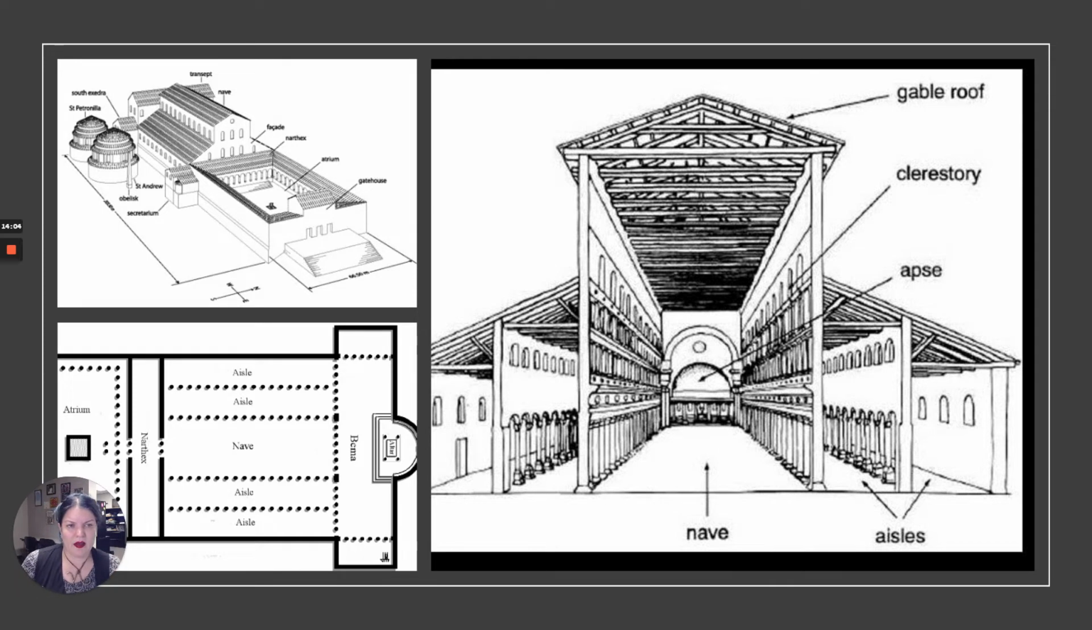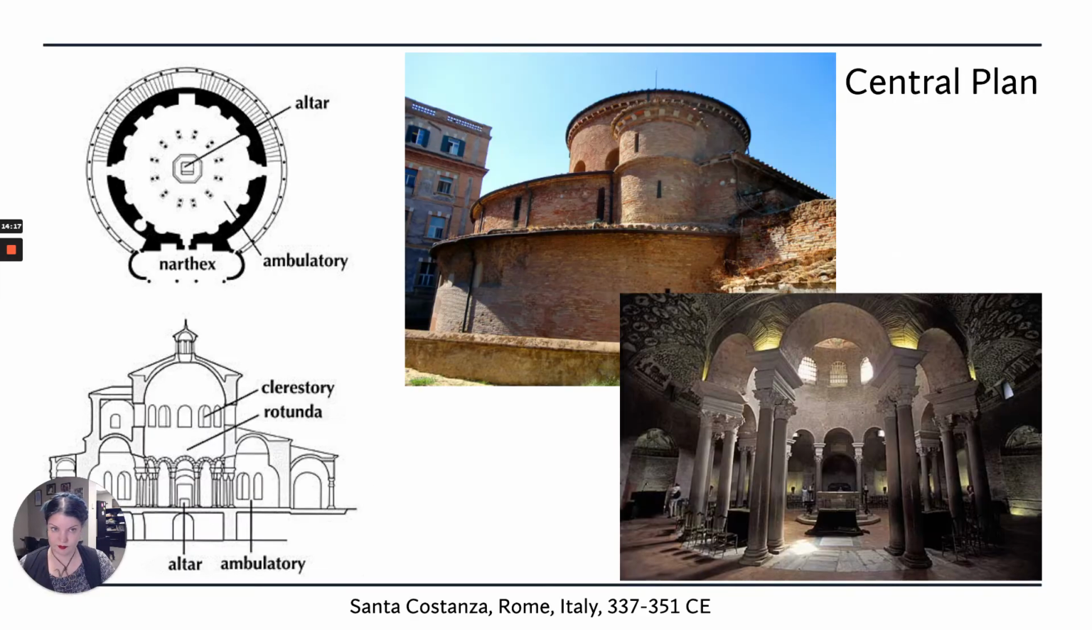We also have the clerestory. We have a gabled roof. So this is what a basilica administrative building kind of looked like before, and this becomes kind of the standard of the basilica form churches for early Christianity.